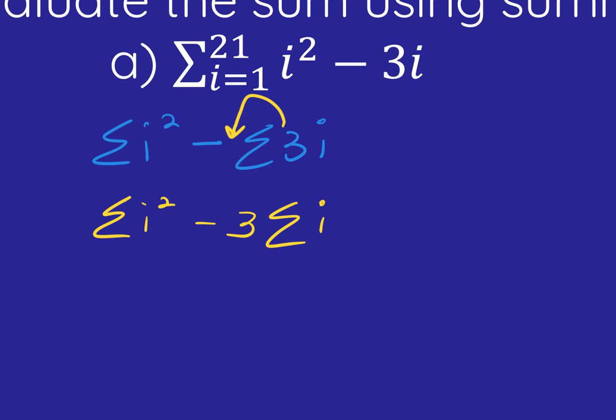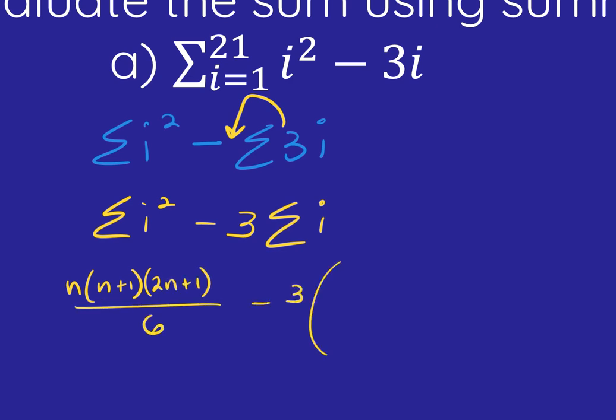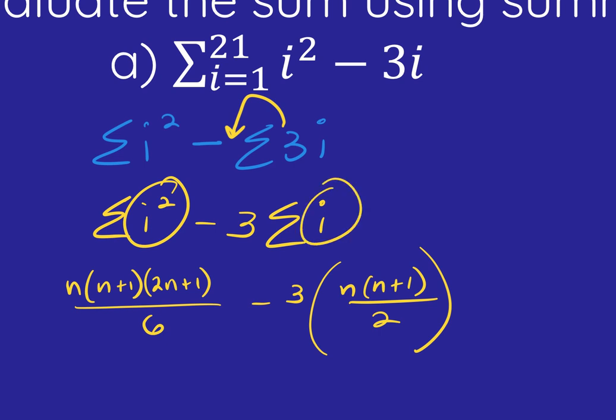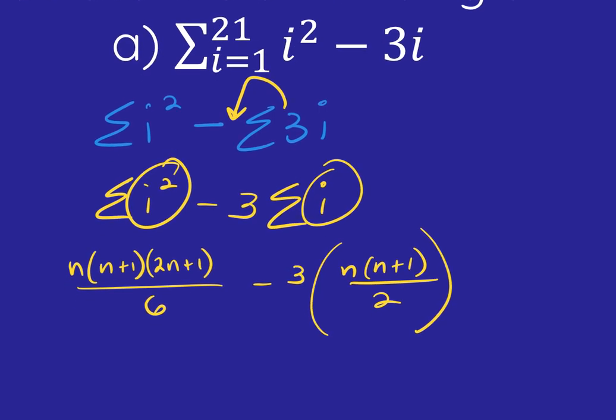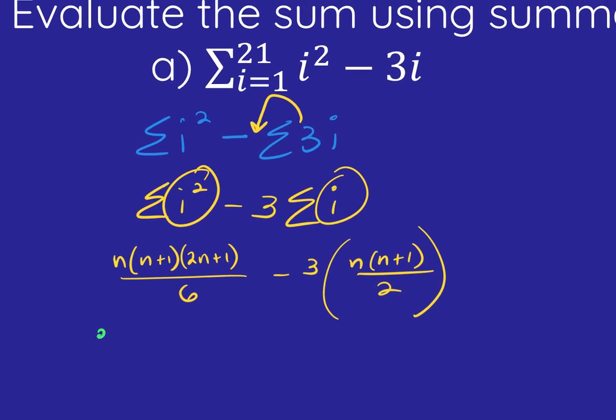And now we do the individual formulas. The sum of i squared is n times n plus 1 times 2n plus 1 over 6, minus 3 times n times n plus 1 over 2. Because this one's raised to the second power and this one's raised to the first. What's n this time? 21. So it's 21 times 21 plus 1, or 22, times 2 times 21 plus 1, over 6, minus 3 times 21 times 22 over 2.